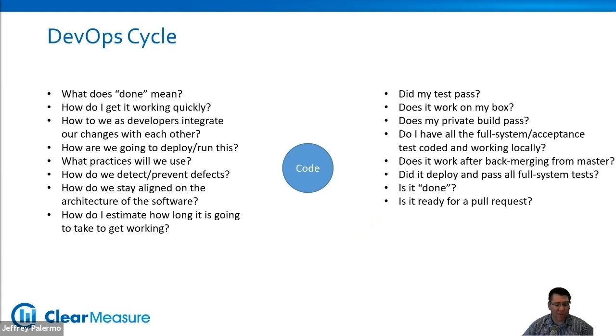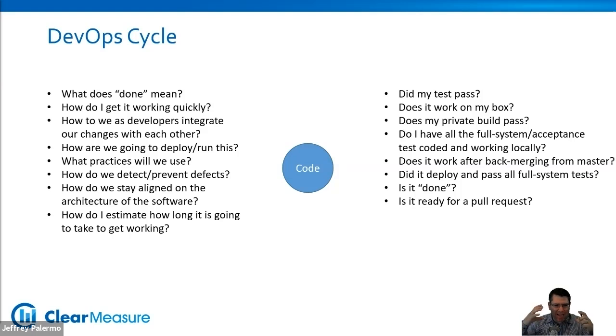And at the code level, hands on keyboard, some of the questions, some of the validations after you've built something, after you've written some code, are: did my test pass? Does it work on my box? Does my private build pass? Did it deploy and pass all of the full system tests, or did it fail spectacularly on deploying to that first line environment? Is it done? Did it meet the definition of done that we as a team have? And finally, is it ready for a pull request? Okay. Those are all validating questions.